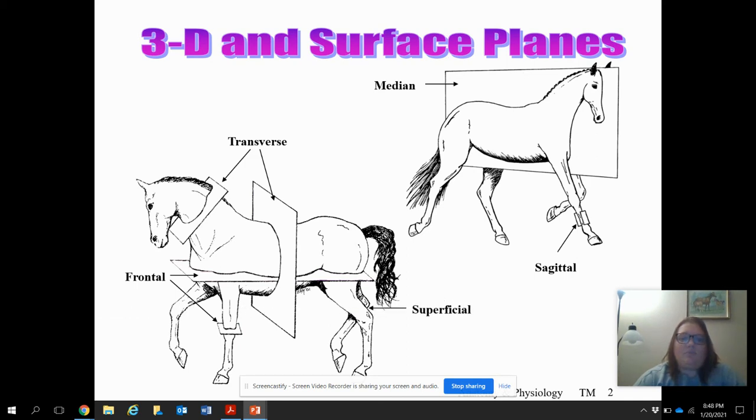And then we have superficial and deep. Superficial is more towards the surface, and deep is more towards the core of the animal. So superficial would be like the epidermis, the top layer of the skin, and deep, the animal's bones are deep within the animal's body. I'll explain that a little bit more when we go over the colored notes that I have.